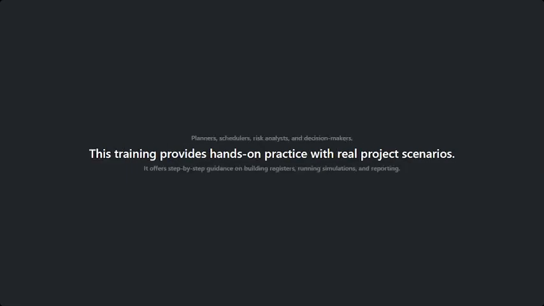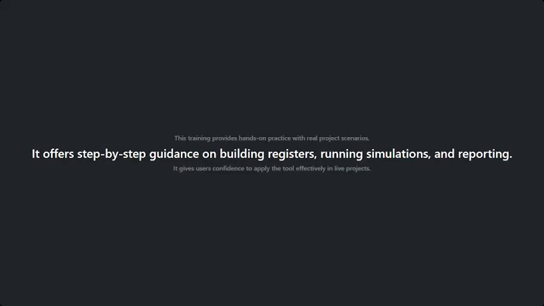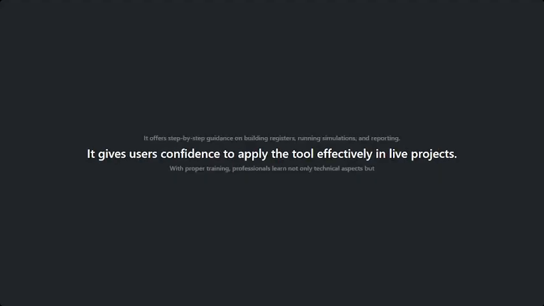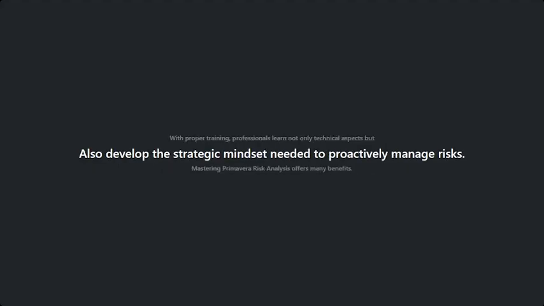Such training provides hands-on practice with real project scenarios. It offers step-by-step guidance on building registers, running simulations, and reporting. It gives users the confidence to apply the tool effectively in live projects. With the right training, professionals not only learn the technical aspects but also develop the strategic mindset needed to manage risks proactively.